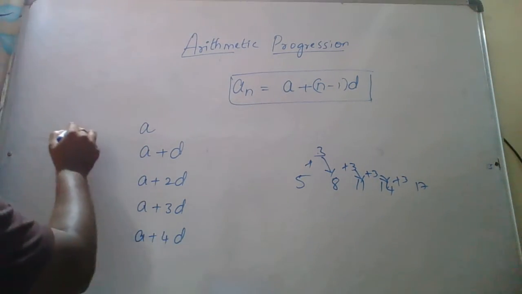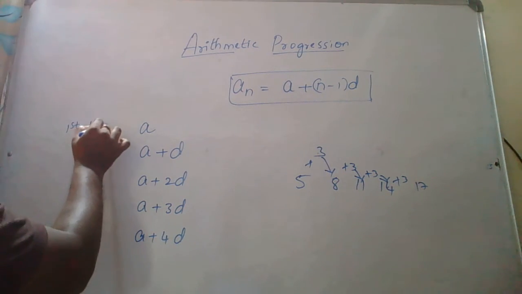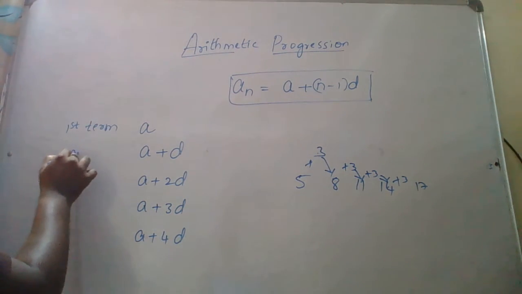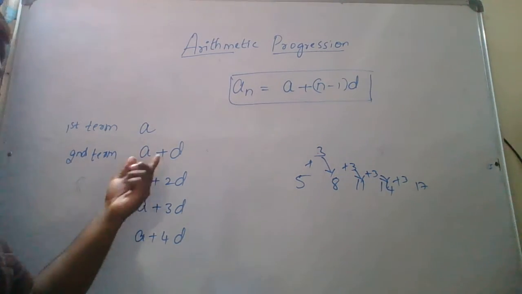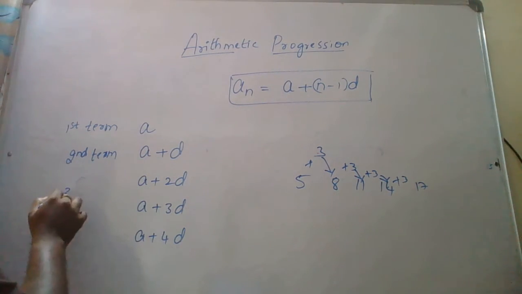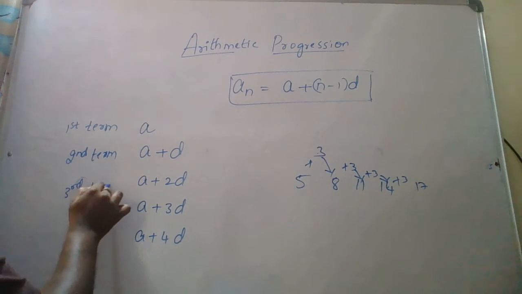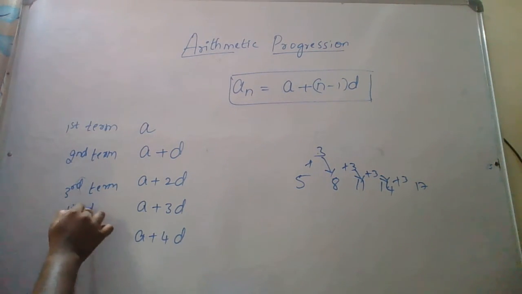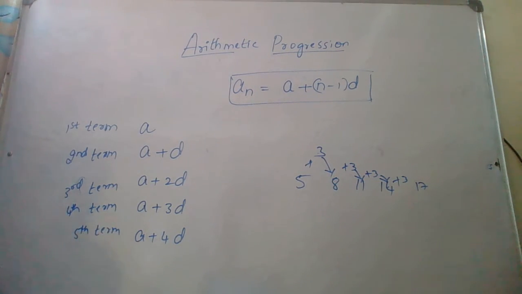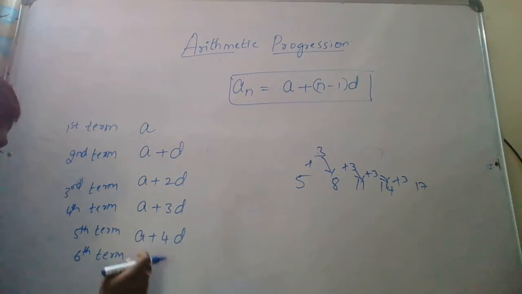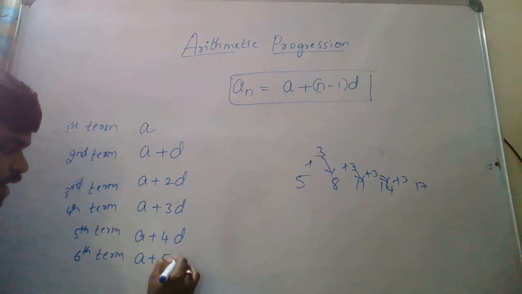So this was my first term, isn't it? This was my second term, because it will be in the second position, so it is called second term. This is in the third position, so third term, fourth term, and fifth term, and so on. You just observe the pattern. If it is sixth term, definitely, see, I'm going to add d to it, isn't it? So it will become a plus 5d.